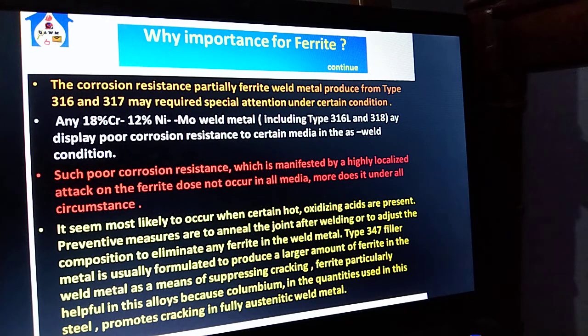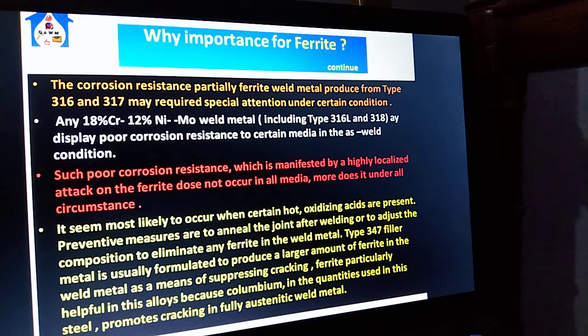The corrosion resistant partially ferritic weld metal produced from type 316 and 317 may require special attention under certain conditions. Any 18 chrome 12 nickel molybdenum weld metal, including type 316L and 318, may display poor corrosion resistance to certain media in the as-welded condition.